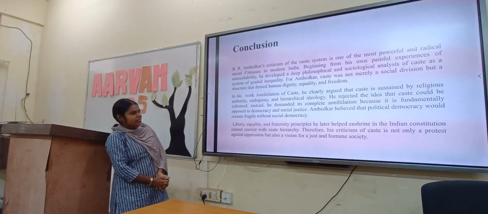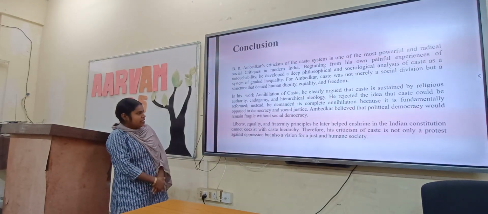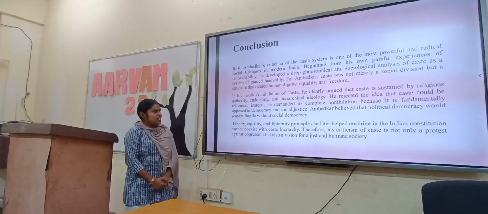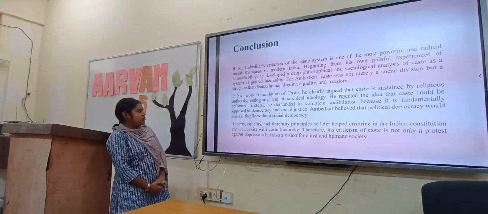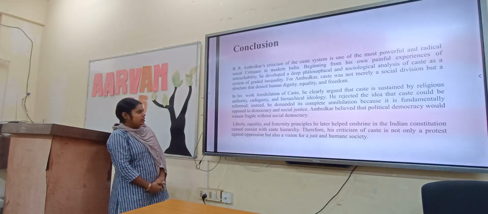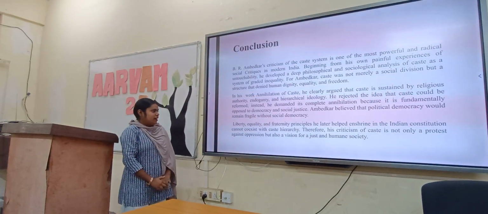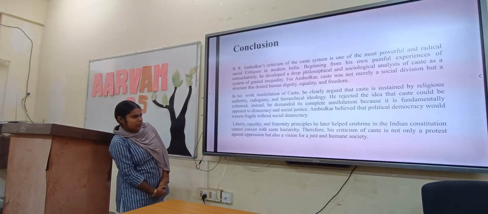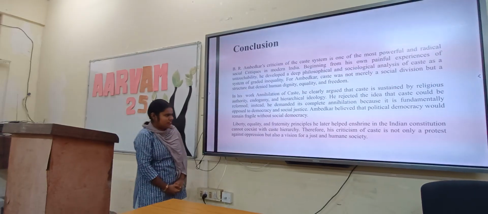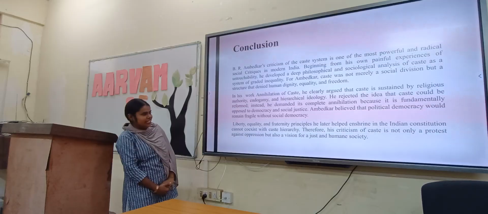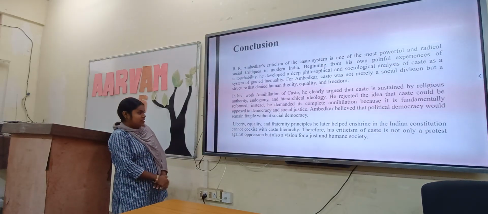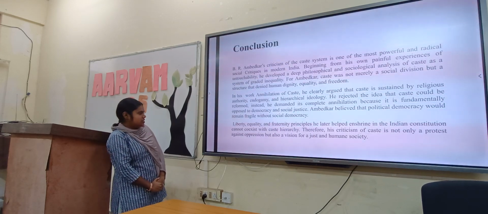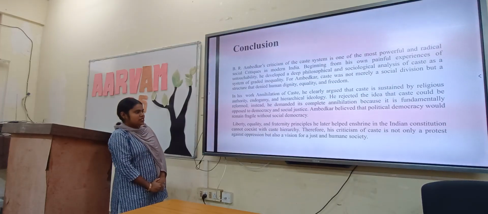He rejected the idea that caste could be reformed. Instead, he demanded its complete annihilation because it is fundamentally opposed to democracy and social justice. Ambedkar believed that political democracy would remain hollow without social democracy. The principles of liberty, equality, and fraternity, which he later helped enshrine in the Indian Constitution, cannot coexist with caste hierarchy. Therefore, his criticism of caste is not only a protest against oppression but also a vision of a just and humane society.